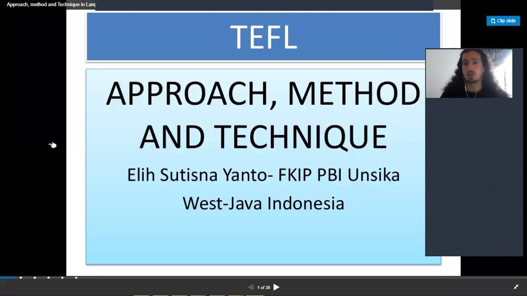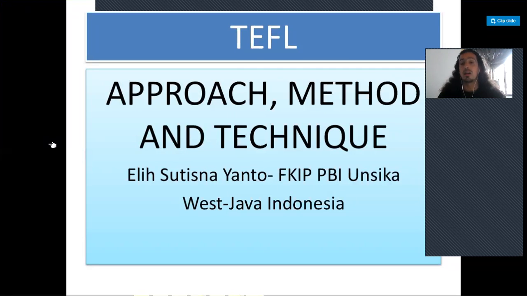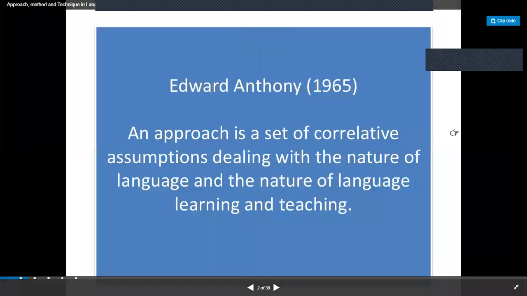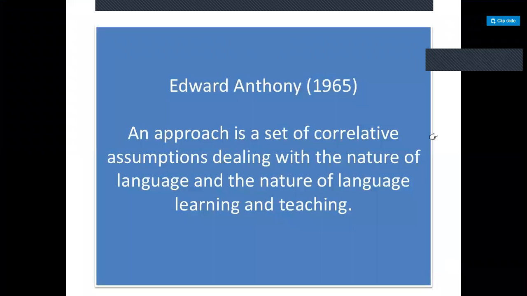Well, in a fast way, I'm going to explain three different aspects. Remember that last class we were dealing with approach, method, and technique, okay? Remember that the approach is going to be something like the everything, right? For example, there are correlative assumptions about the nature of language and the nature of language learning and teaching.